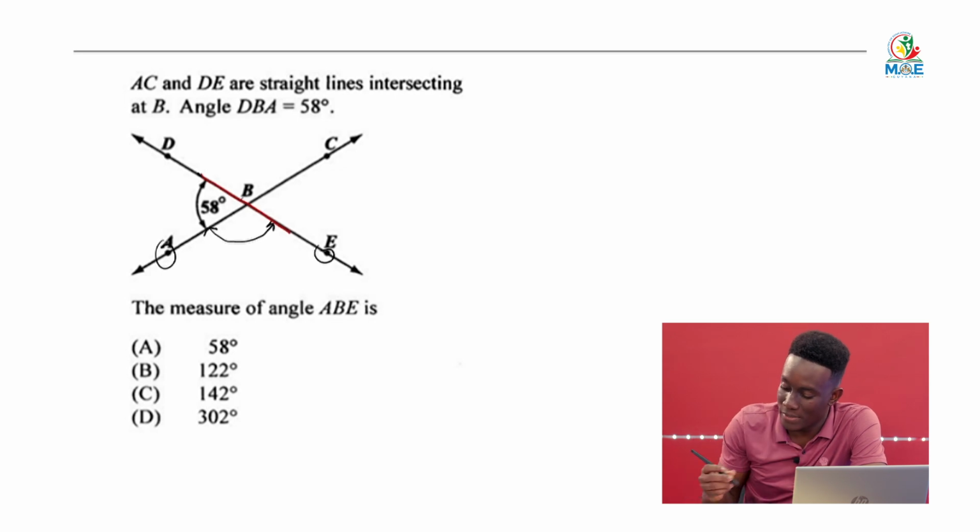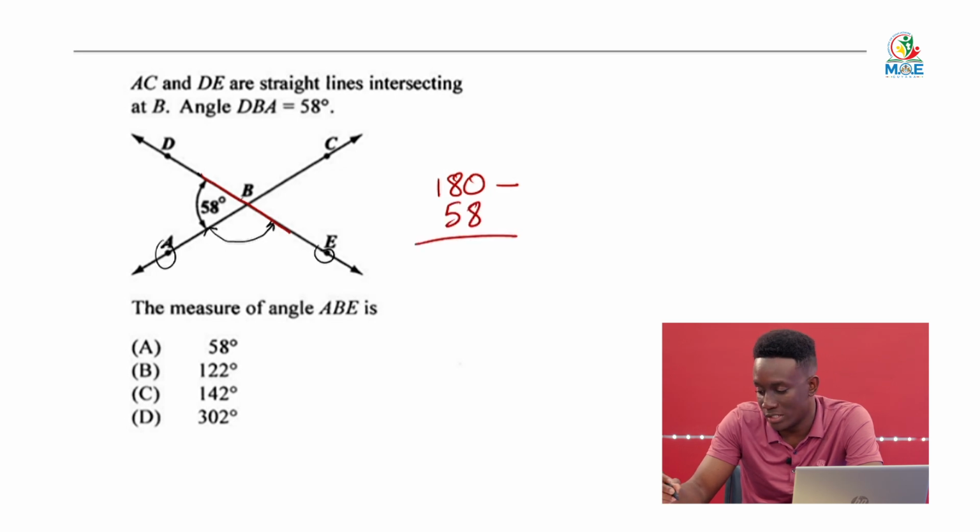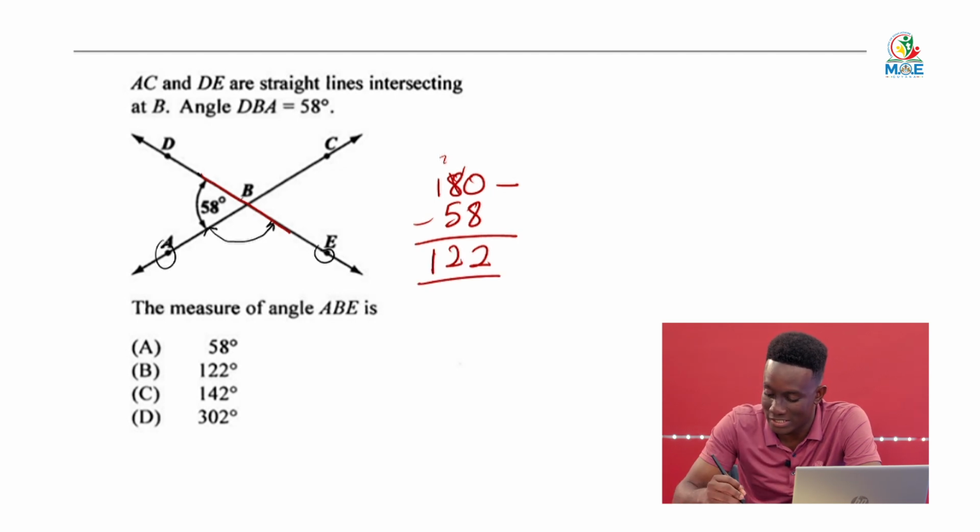So in order to get the measure of ABE, we simply need to minus 58 from 180. So you say 180 minus 58. We don't have calculators in paper, so let's practice without a calculator. So this 8 will be turned to 7. So we have 10, subtract 8 would be 2. And 5 from 7 would be 2. So we have 122 as the answer. So this here answer is B, 122.